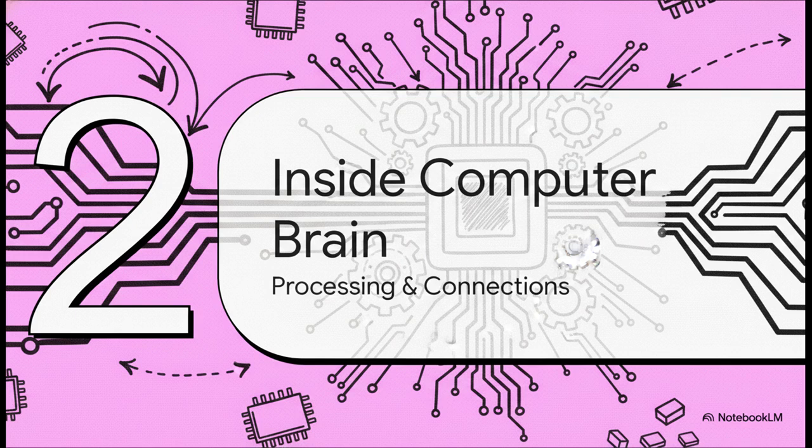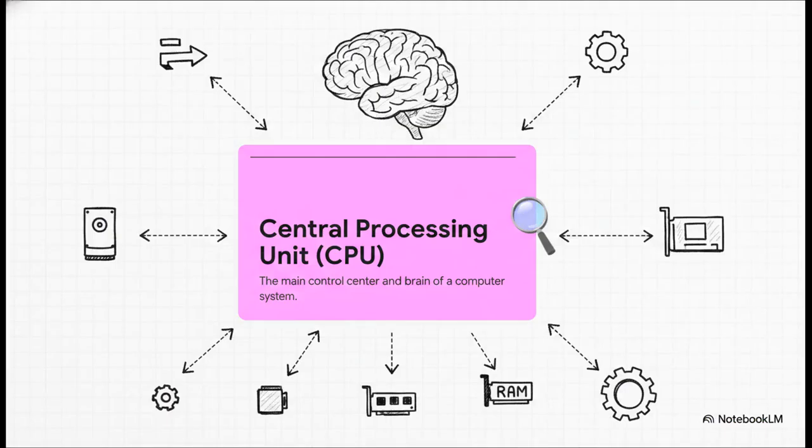Moving right along to Section 2, inside the computer's brain. Let's zoom right into the absolute core of our block diagram, the processing center. We're talking, of course, about the CPU, the central processing unit. Now, we throw that term around all the time, but we really need to recognize its absolute authority here. It is the literal brain of the operation. It doesn't just do math. It guides, directs, controls, and basically governs the performance of the entire system. Every single component we're talking about today, they all report to the CPU.